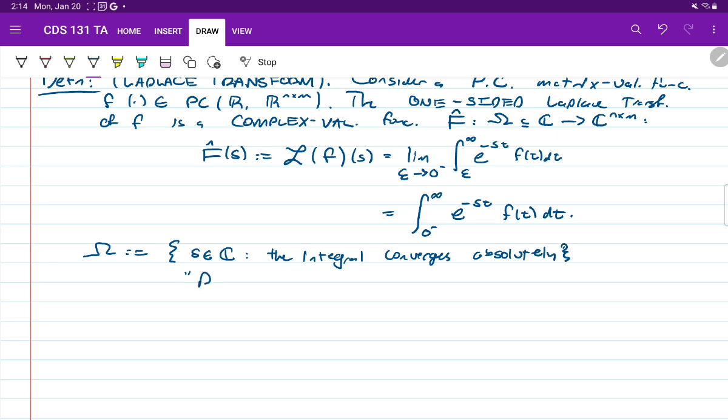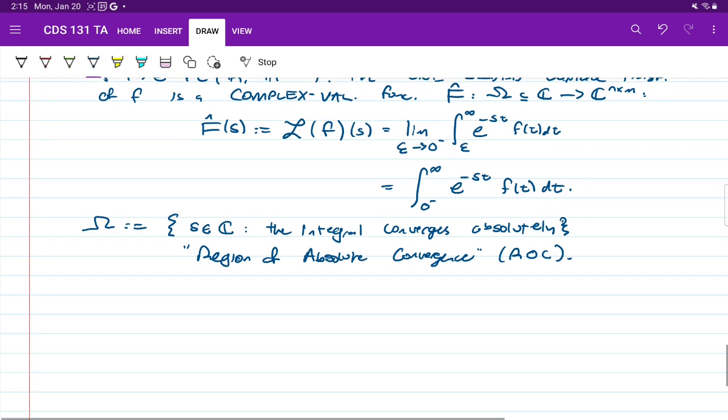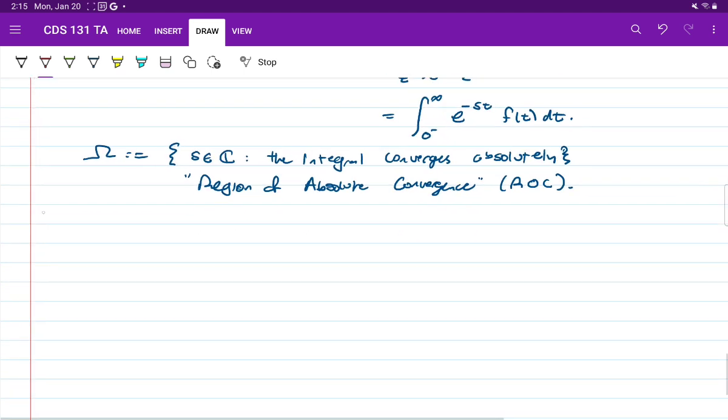Okay, so this is called the region of absolute convergence. Sometimes I'll just call this ROC for short, for region of convergence. I'll just assume that it's absolute. So let's break down the different parts of this definition. There are a few things that I want to say about this. Let's go ahead and highlight remarks.